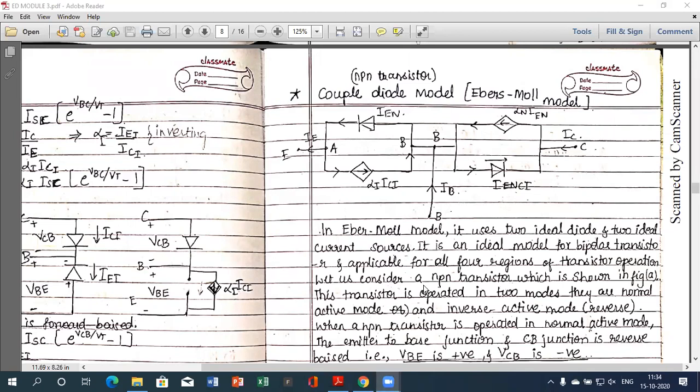So I hope the screen is visible and the voice is audible. If yes, please put a message in the chat box so that we can start with the class.